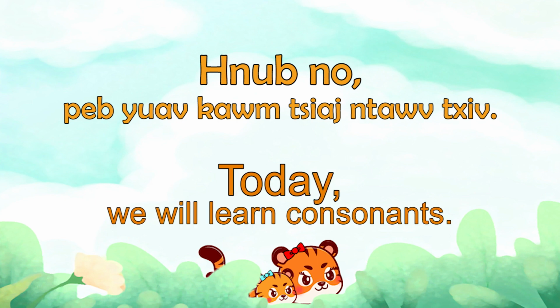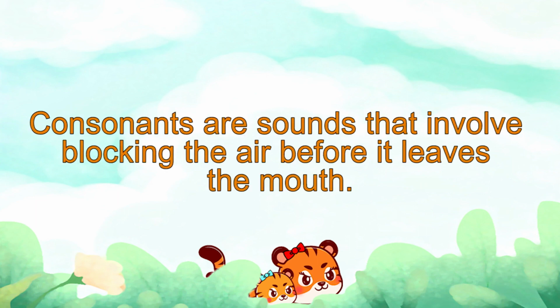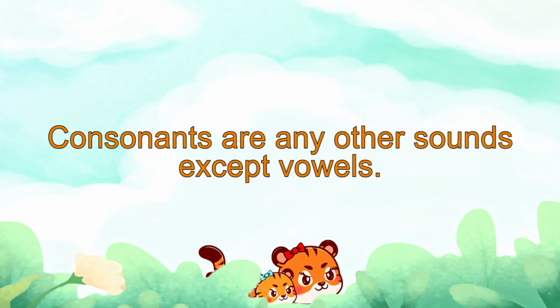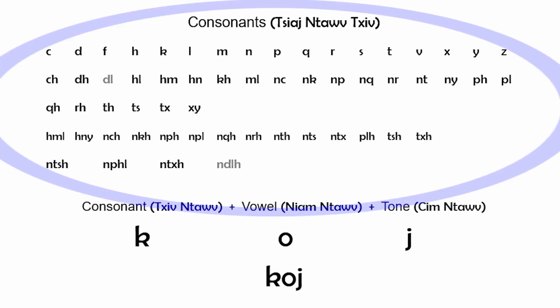Today, we will learn consonants. Consonants are letters that represent certain speech sounds, specifically sounds that involve blocking the air before it leaves the mouth. So basically, consonants are any other letters and sounds except vowels. These are single and multiple consonants in the Hmong language.